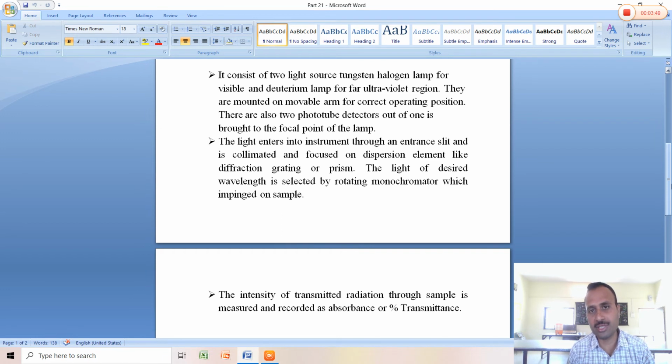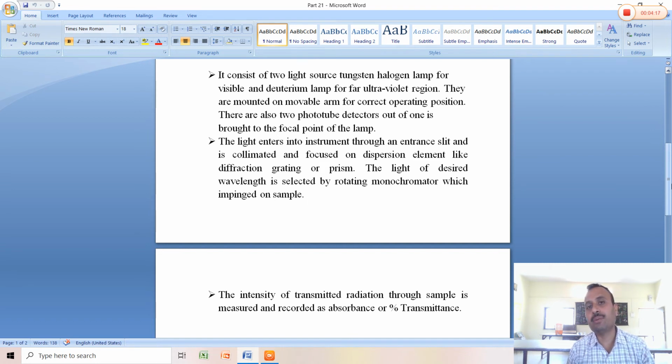Now what dispersion elements are employed? One is a diffraction grating or prism. Out of these, one acts as a monochromator. So here this diffraction grating or prism acts as a monochromator to obtain the monochromatic light from the parallel beam of light. The light of desired wavelength is selected by rotating the monochromator, which impinges on the sample.